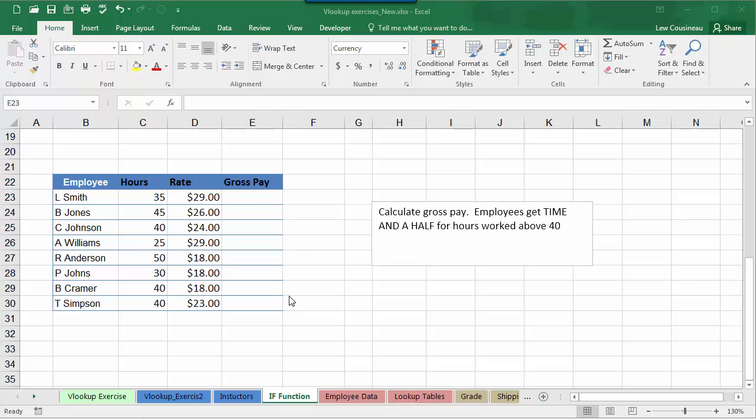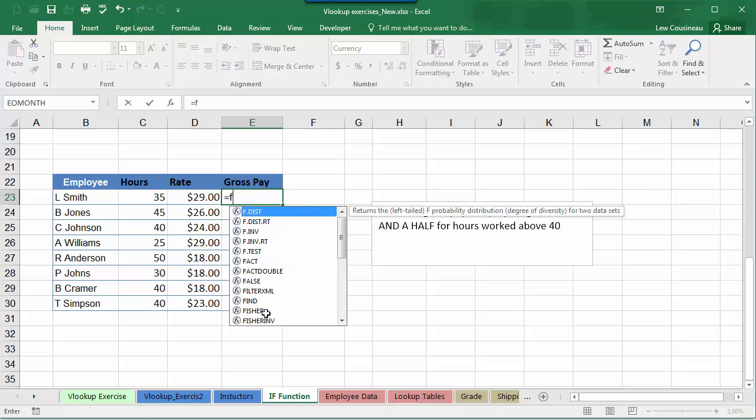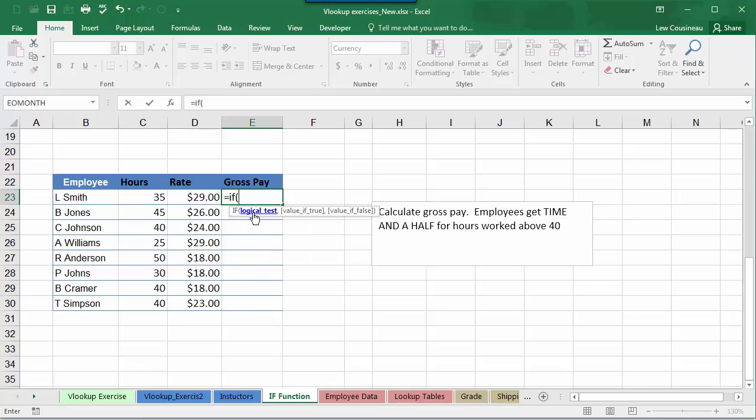Now let's do one more example. In this one, we have employees who are working so many hours per week, and this is their hourly rate, but they get time and a half, as we call it, for hours worked above 40, and I want to calculate their gross pay. So right here again, I type equal if. Parenthesis, what's my test? Well, I need to determine if they worked over 40 or not. So my logical test is, is that cell greater than 40? So this time, I'm going to have to type 40, and we're just going to assume that's a constant, that it'll always be 40.